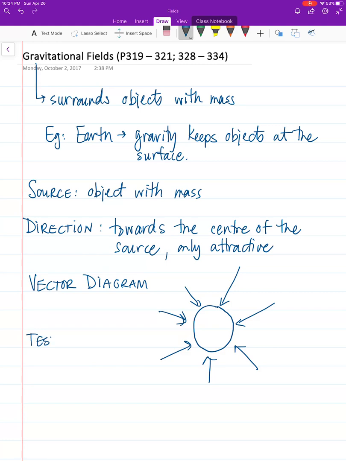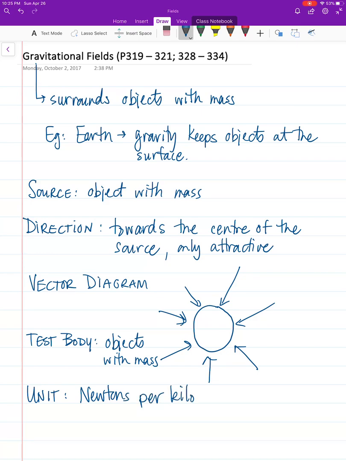Test bodies are objects with mass. Okay, and the units we use to measure our field strength are what we call newtons per kilogram, so N per kg. Okay. In order to figure out the gravitational field strength, we need to know the mass of the source and we need to know how far we are away from the center of the source.